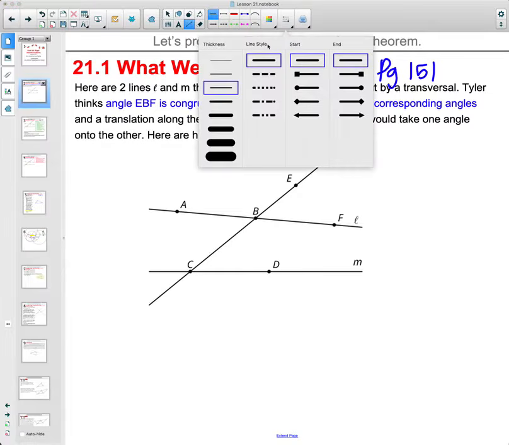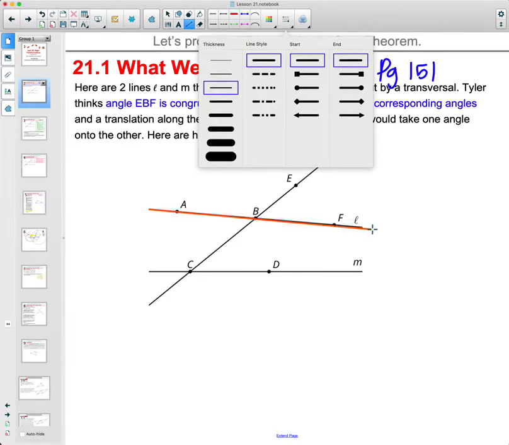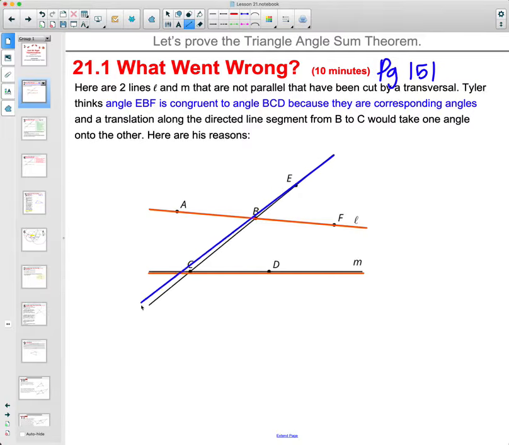So remember, here's our two lines in question. So this line and this line, and we're saying they're not parallel and they are being cut by a transversal. So remember, a transversal is just the line that goes through them. So here's our transversal.